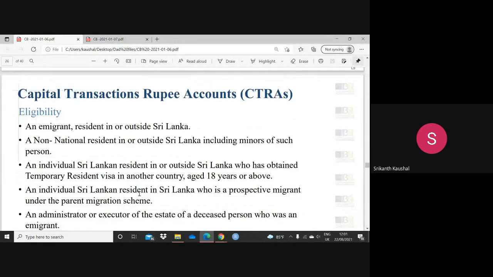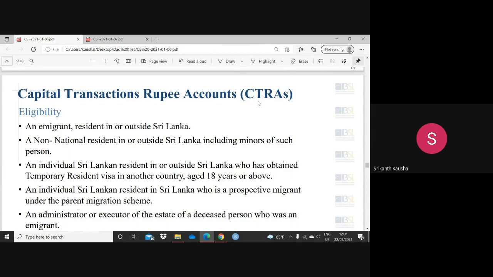Moving on to the CTRA. What is this Capital Transaction Rupee Account? This is only meant for people migrating, PR, moving for indefinite stay. So when anybody is leaving the country, this is the account that should be opened. Remember, this account is more relevant for immigrants.